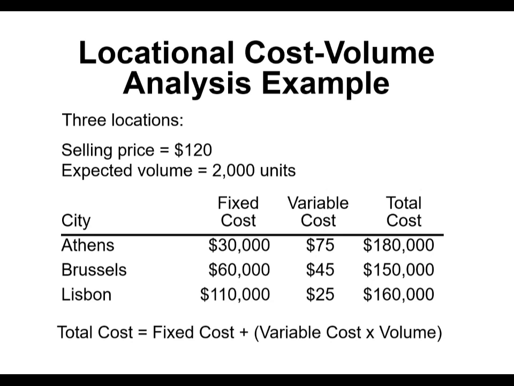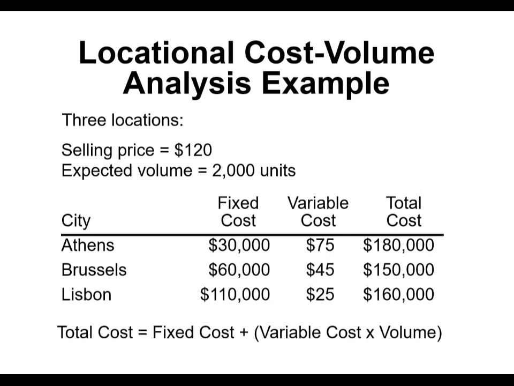And then for Brussels, we have the total cost TC. 60,000 is the fixed cost. Variable cost is 45 times X because the volume is unknown. And Lisbon is 110,000, the fixed cost. 25 is the variable cost times X. So that is actually the equation.